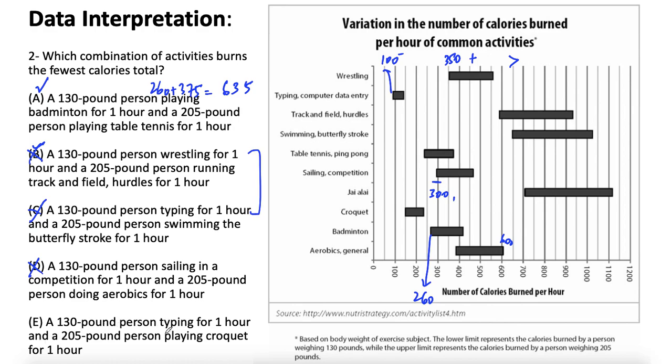Now let's see the last one. A 130-pound person tapping for 1 hour, that is something less than 100. And 205-pound person playing croquet for 1 hour. So that will be 150. Yeah, this will be the lowest. 150 plus 100 will be 250, a bit less than 250. That's why the possible option is option E.